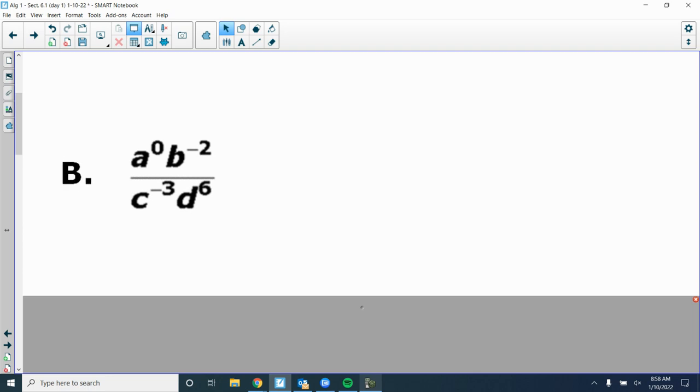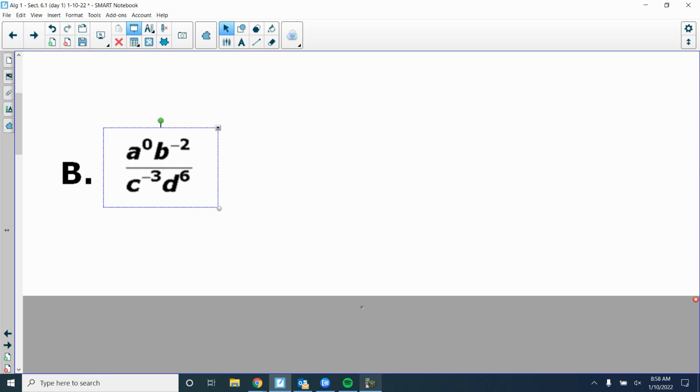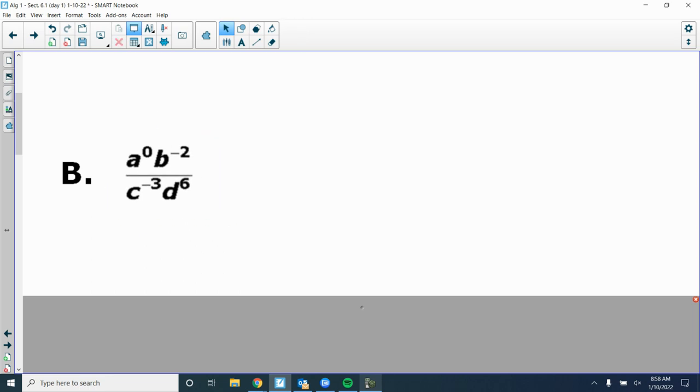All right, we got a couple things going on here. A to the 0. What does anything to the 0 power equal? 1. So that gets replaced with a 1. So that's no longer there. Do I have any negative exponents? Yes. B to the negative second. I need to make it a positive exponent so it goes down below. So b to the negative second goes down below as b squared.